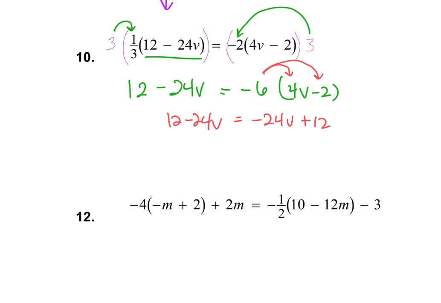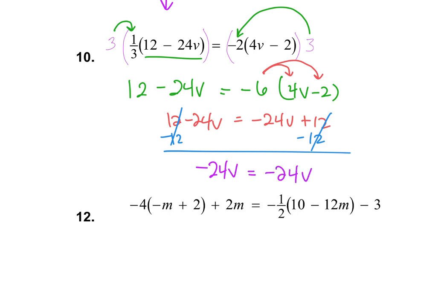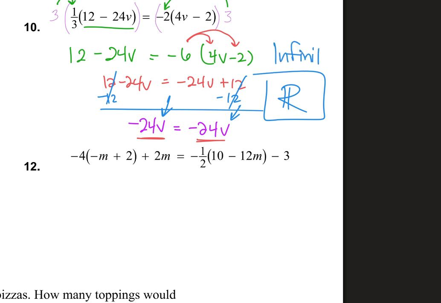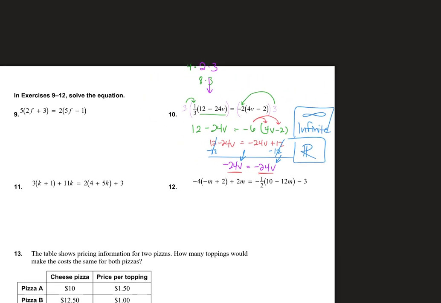The reason that these are not any more difficult than the other, but do have a twist to them, is, check this out. Now I subtract 12, and that's interesting. The 12s cancel on either side, and I get -24v equals -24v. Wait a second. This side is identical to this side. That means no matter what I plug in for v, I will get an answer. So the answer is either all real numbers, or you could say it's infinite, or there's a little infinity symbol. Boom. That's how number 10 works.